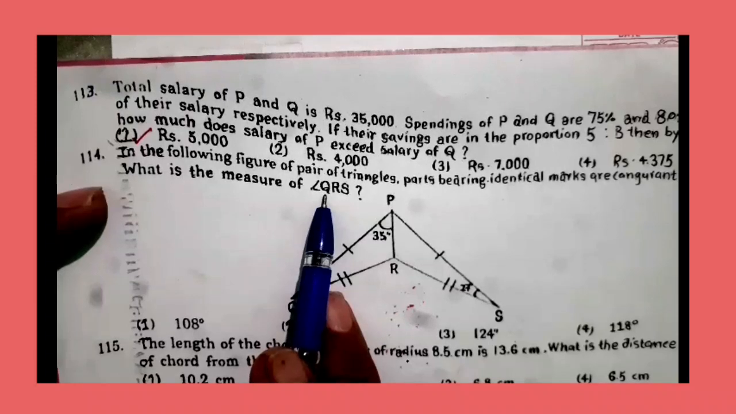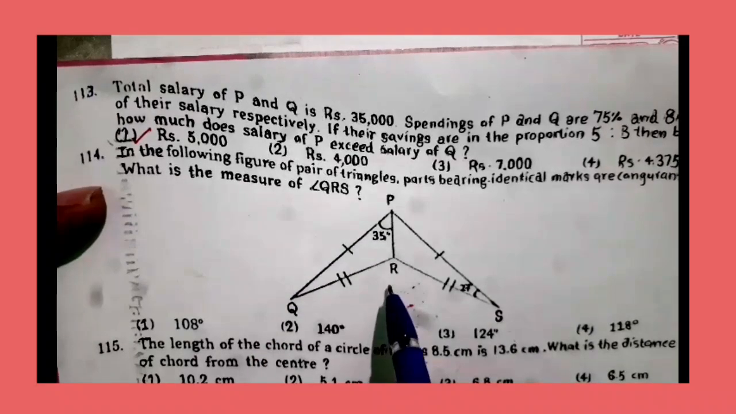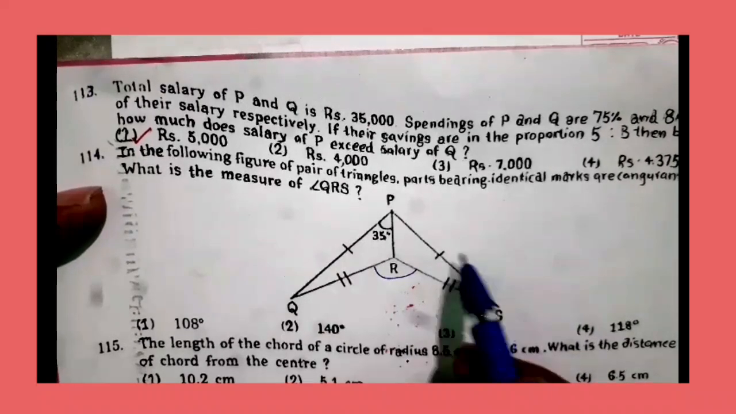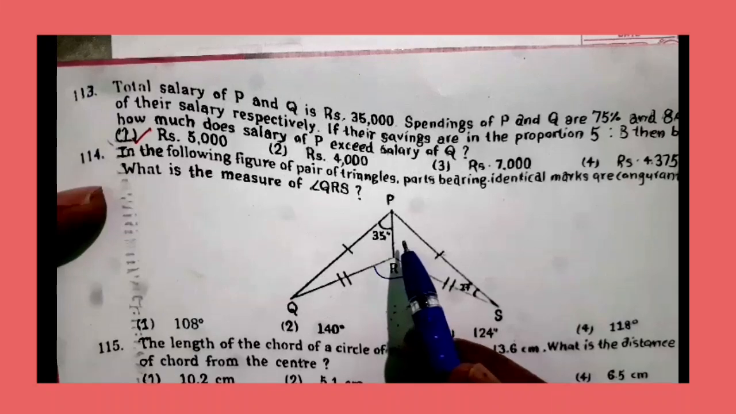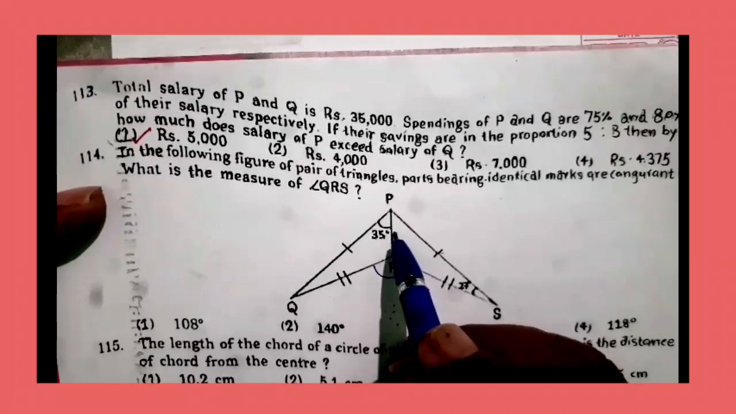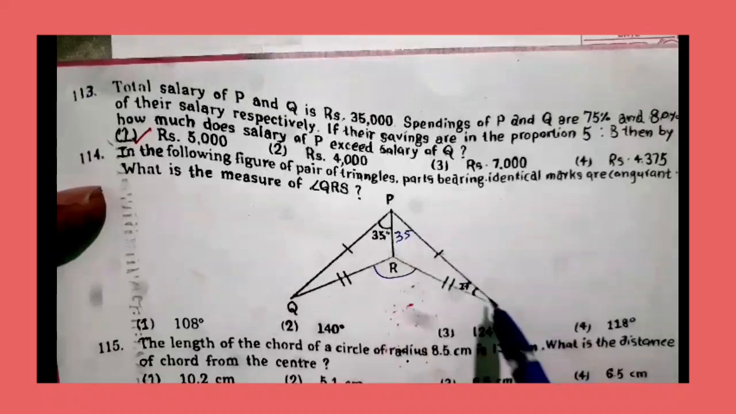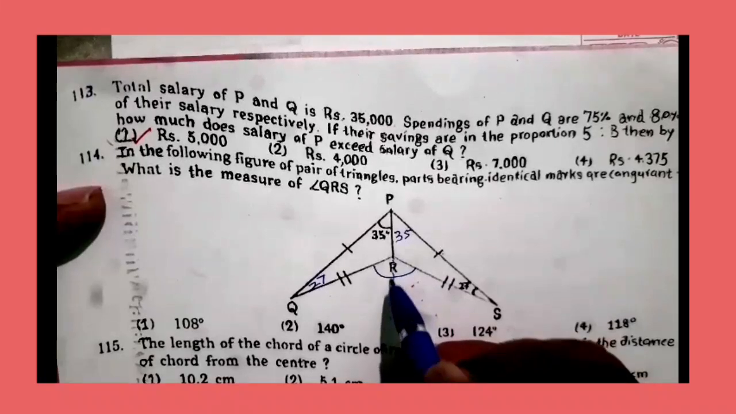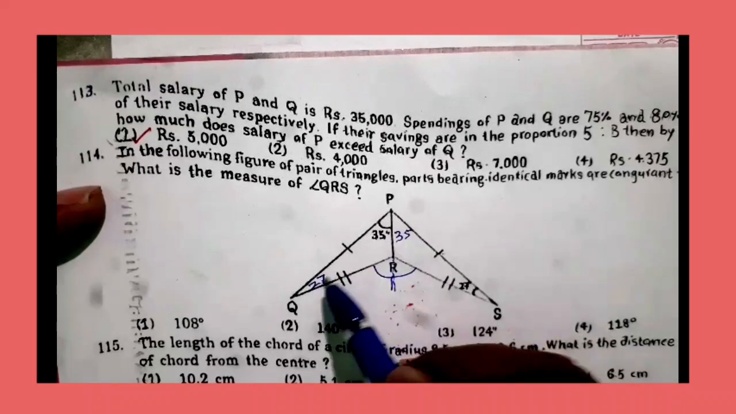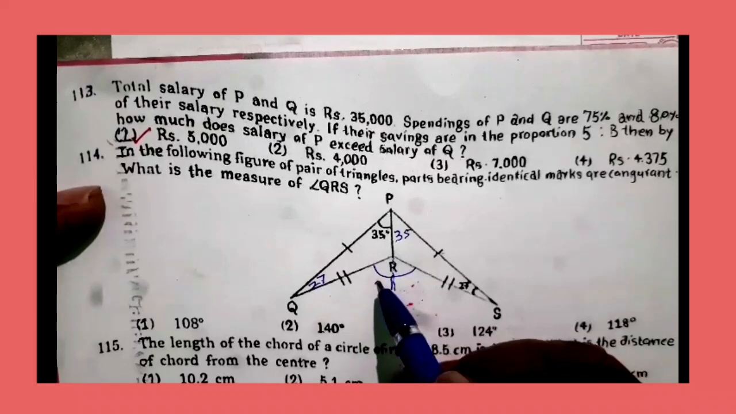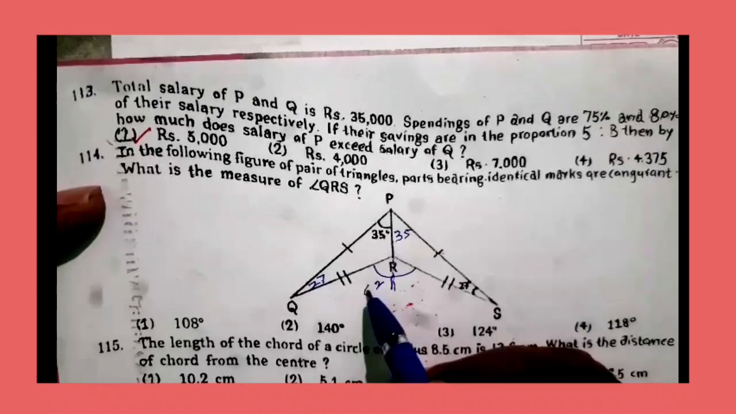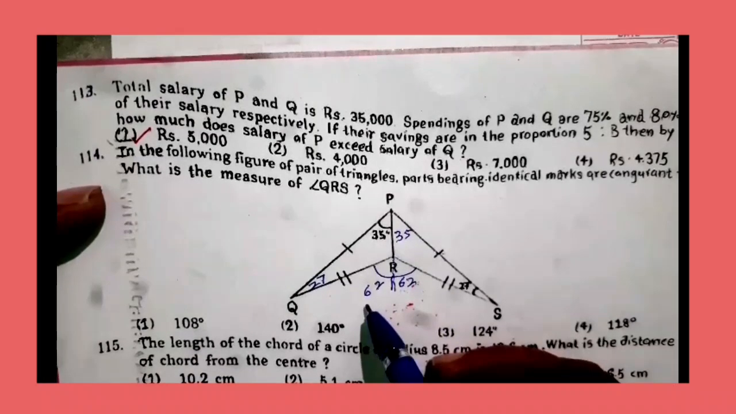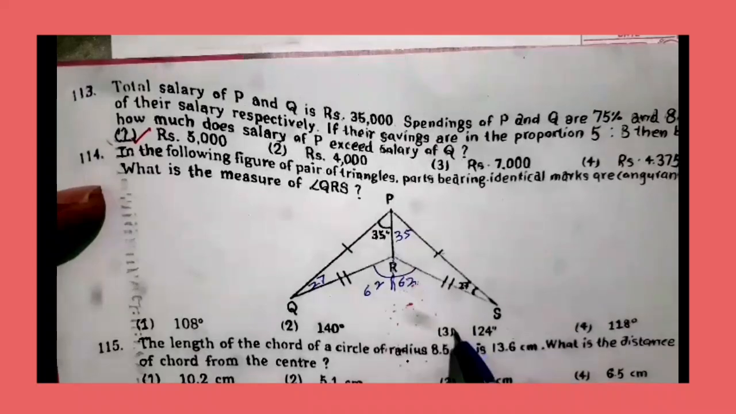Measure of angle QRS. We can find this angle. These two angles are congruent, this side, and this is a common side. So this is 35, this is also 35, this is 27, this is 27. Property of exterior angle in a triangle. 7 plus 5, 12, 3 plus 3, 6, 62. This is also 62. 62, 124 is our answer.